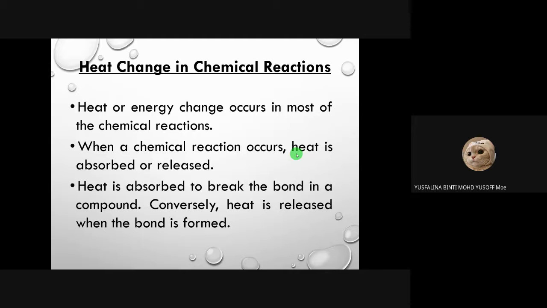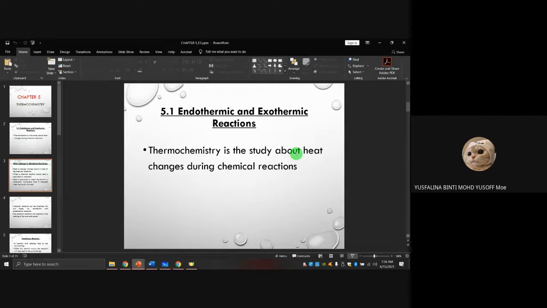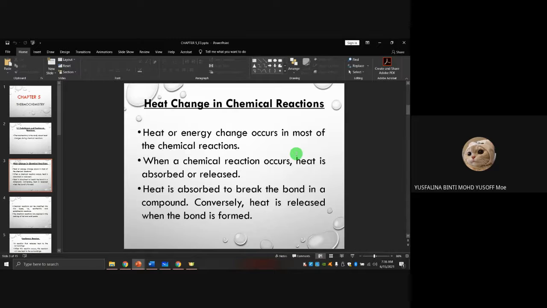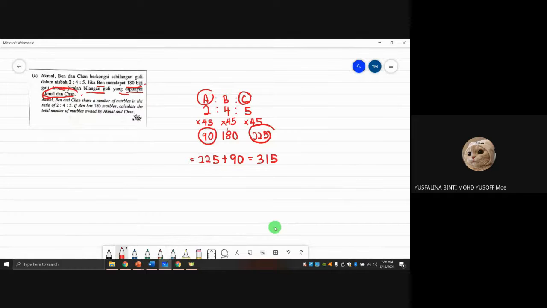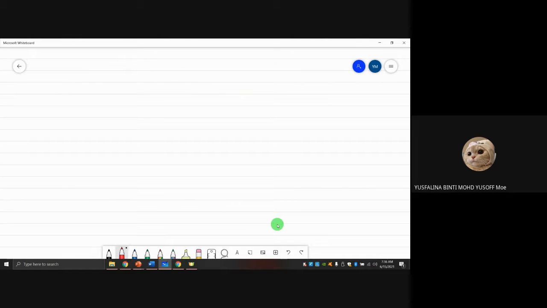When a chemical reaction occurs, heat is absorbed or released. I already explained this: heat is absorbed to break the bonds in a compound. Conversely, heat is released when bonds are formed. An easy example that I can give you: let's say I have ice. Ice changes to water, and water changes to water vapor.